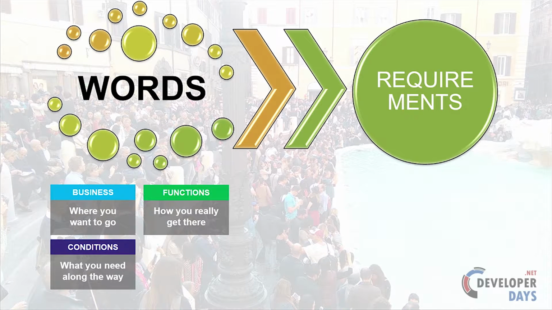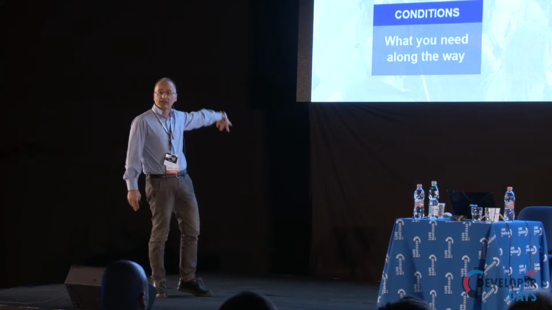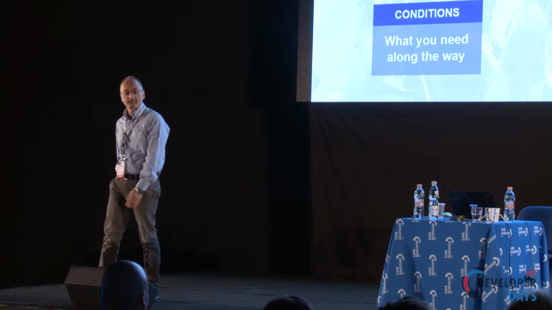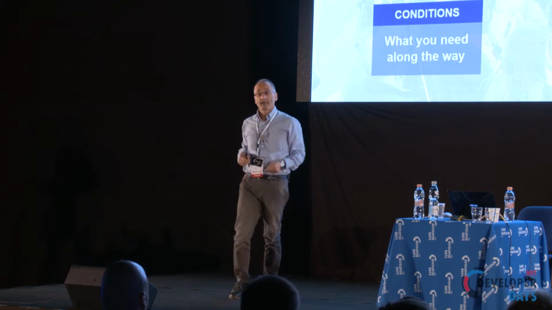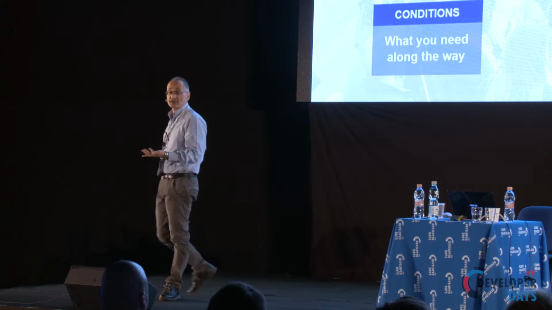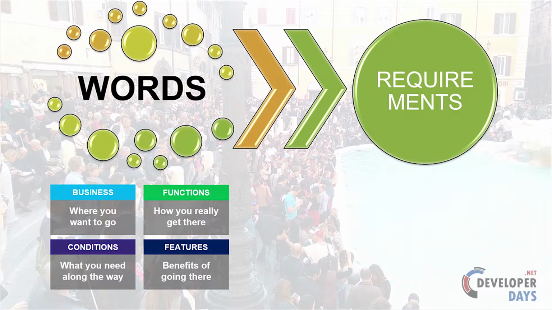Some other words describe runtime conditions. So what we need to do to be along the way as we manage through functions to reach the objectives of the business. And then there is the 4th and worst category, features. The benefits of going there.